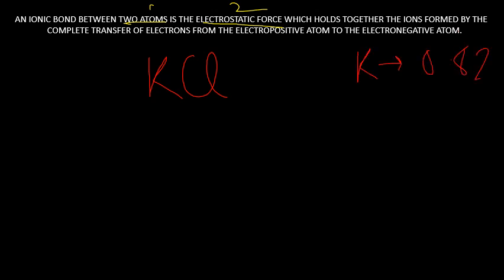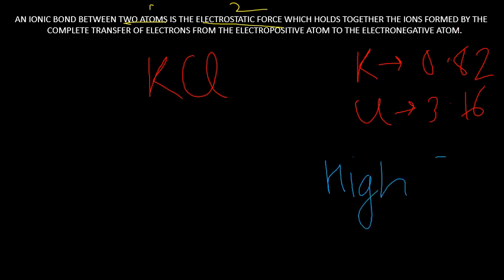Let's take an example. Potassium chloride. Now, the electronegativity of potassium is 0.82 and chlorine is 3.16. Therefore, there is a high electronegativity difference. I'm just going to write it as ED between them, which is equal to 2.34.